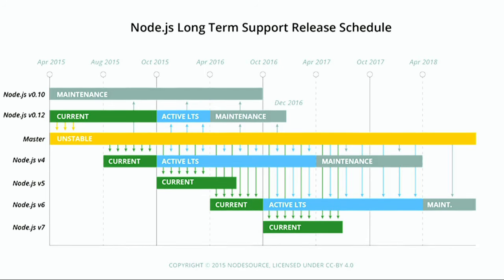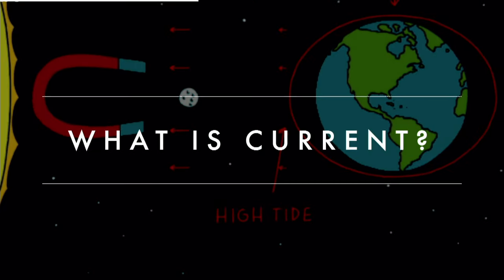So what you'll notice on here is that we have an active LTS and a maintenance LTS. Long-term support lasts for 30 months after the branch has moved out of the current release stream. You have 18 months of active backporting and 12 months of maintenance backporting. So let's dig a little bit more into that.